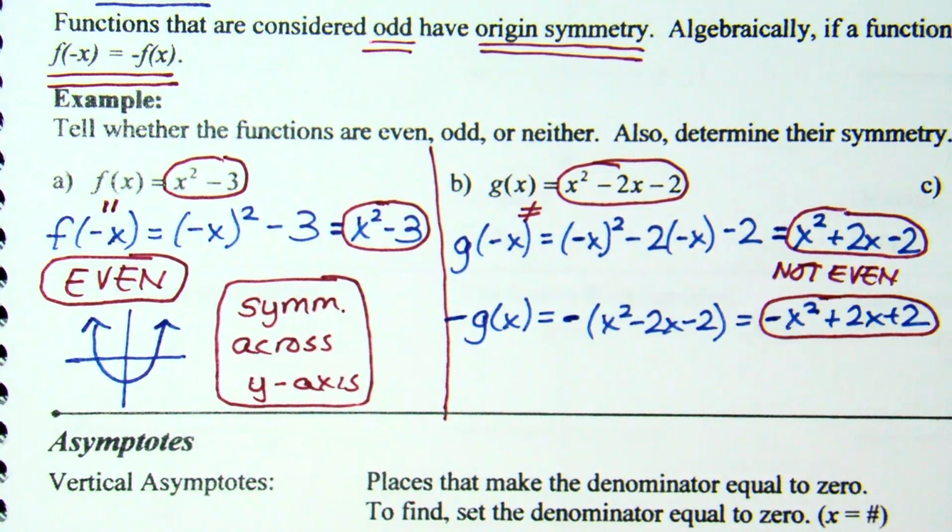Now, if it is odd, negative g of x and g of negative x equal. What do you know? They don't equal. So this is not odd at this point, thus it is neither.